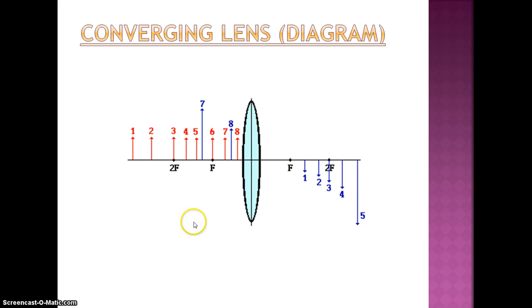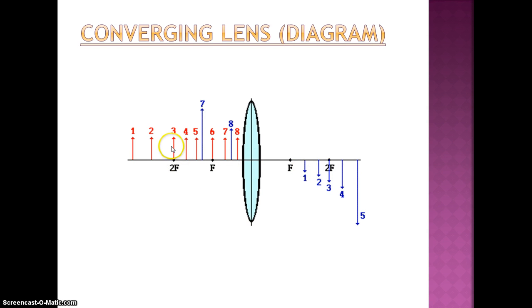In this slide, I'm going to show you 8 different scenarios where an object is placed and an image is formed. The red lines indicate where the object is placed, and the blue lines with the same number show the image that is formed. For the first and second objects, they are placed behind twice the focal length. When they show up as the image through the converging lens, they are both smaller than the original object. However, they are still real and inverted.